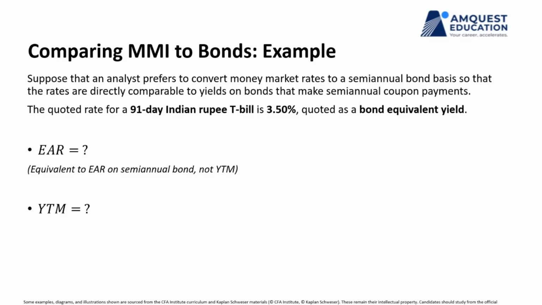Suppose that an analyst prefers to convert money market rates to semi-annual bond basis so that the rates are directly comparable to yields on bonds that make semi-annual coupon payments. The quoted rates are given to you. We have to calculate effective annual rate and the YTM on this security. Please give it a try.